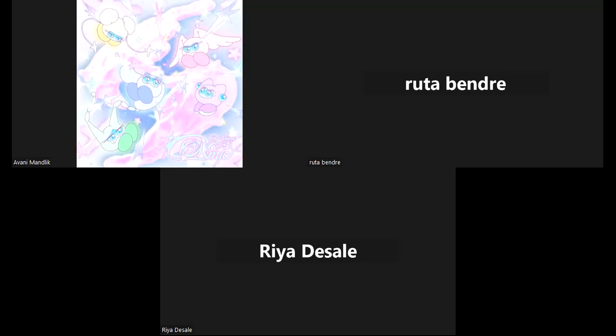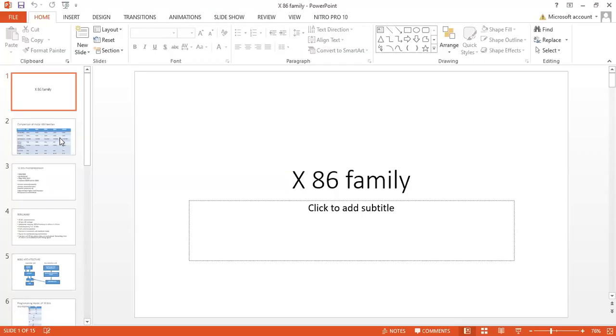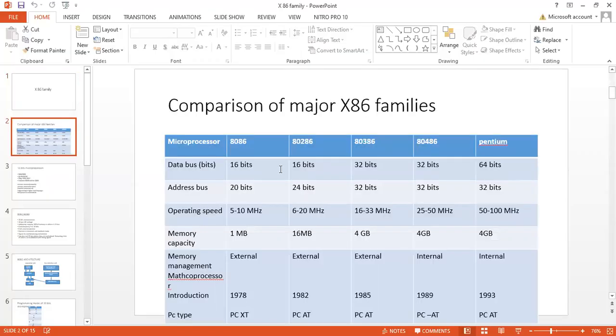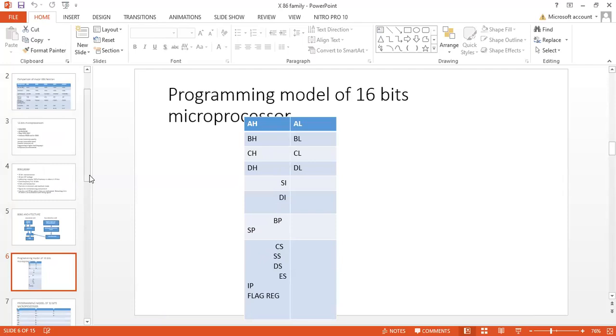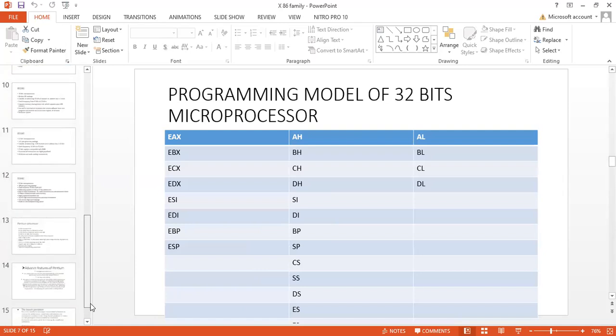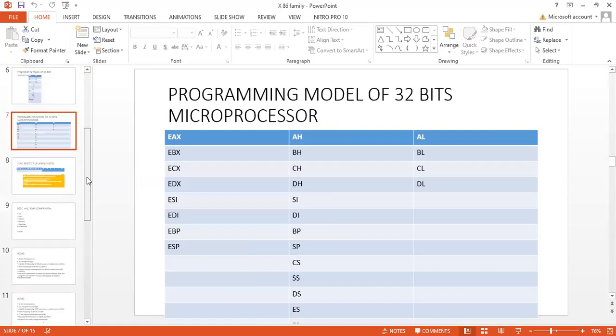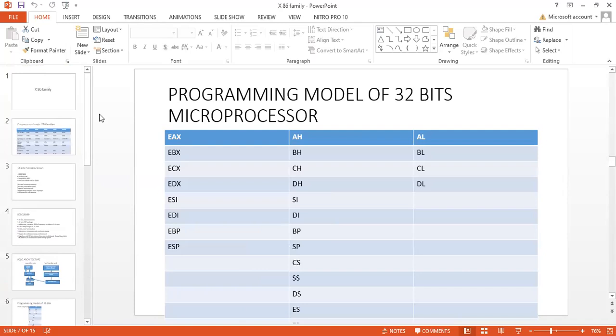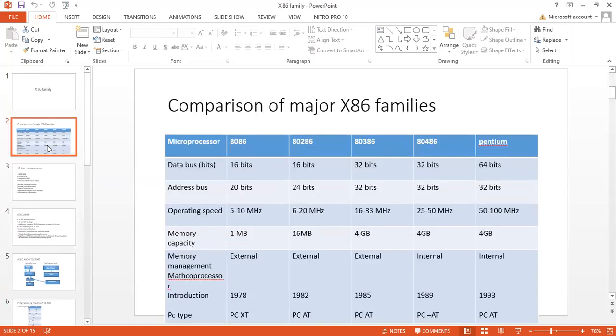So basically you have to just do this particular table properly. See, there are 3 main questions which are asked in x86. One is the comparison of different families or writing the features of different families. Then they can ask about the programming model of 16-bit or 32-bit microprocessors and advanced features of Pentium. These are the main questions which were asked. So this particular table is very important in order to write the features or compare the things.